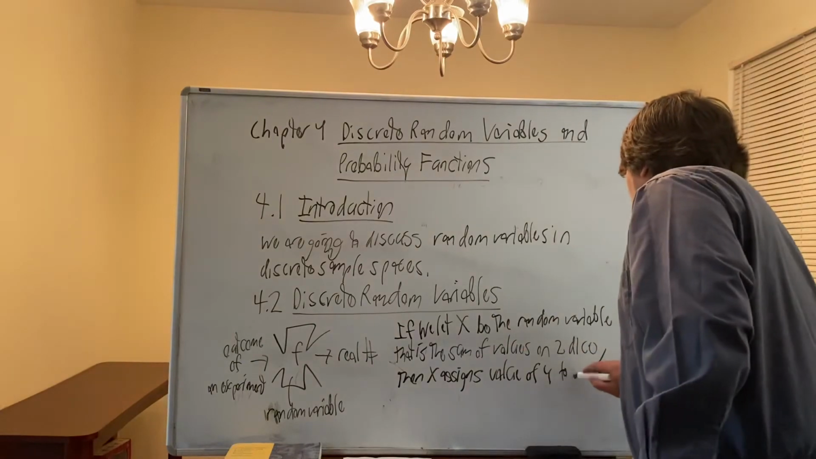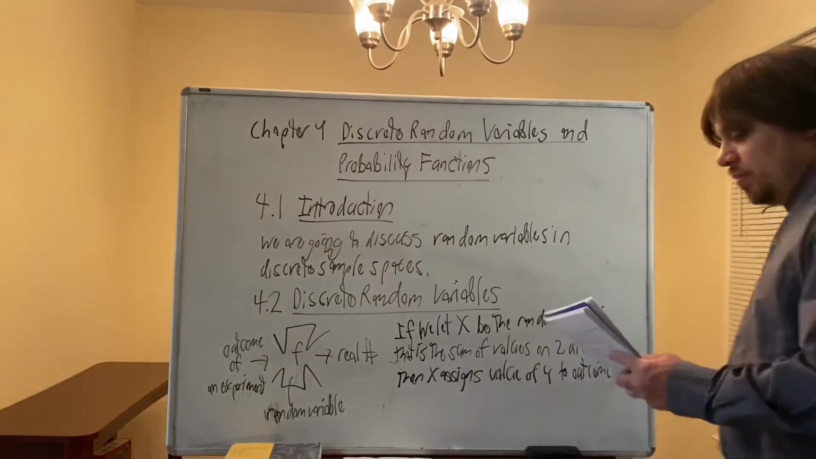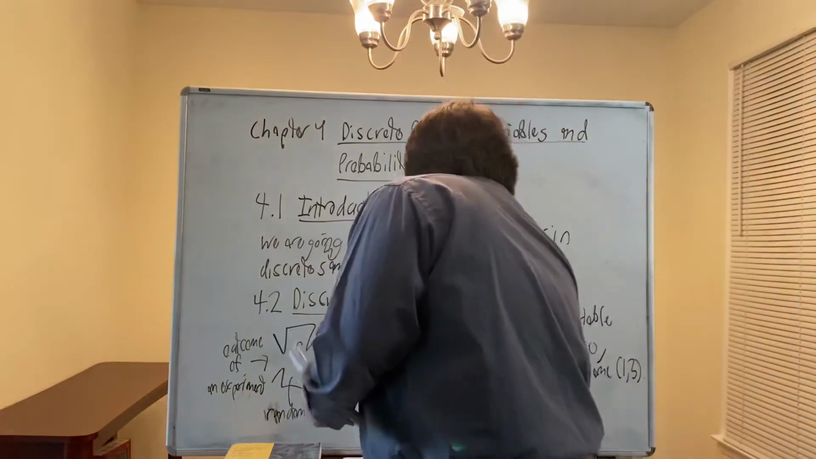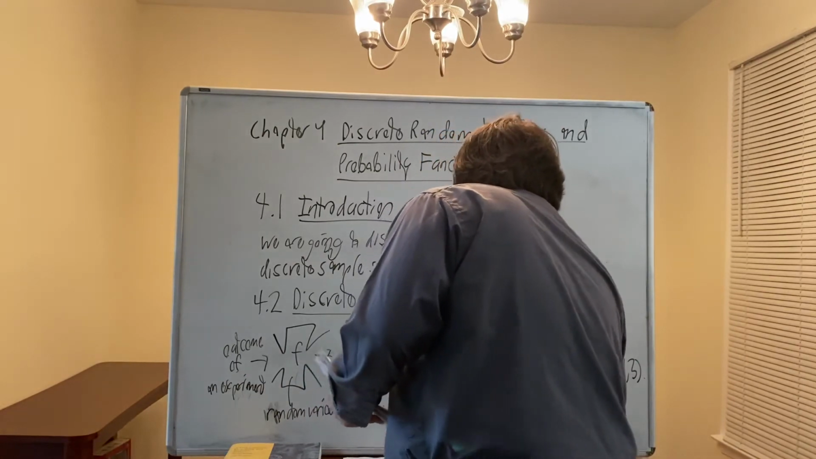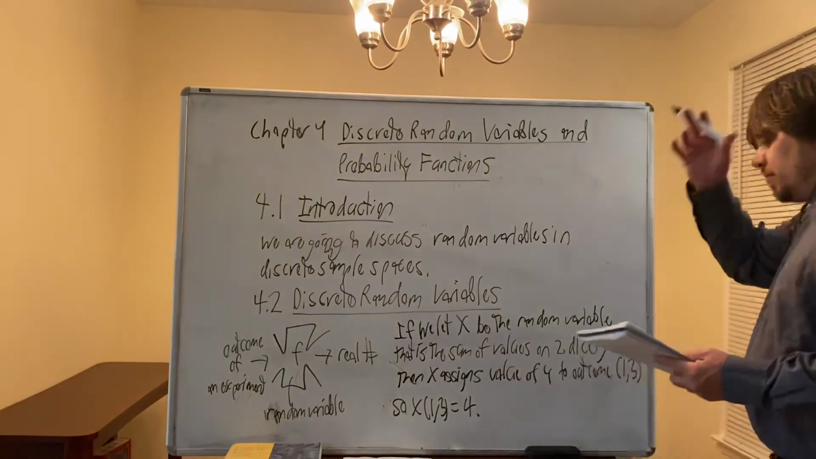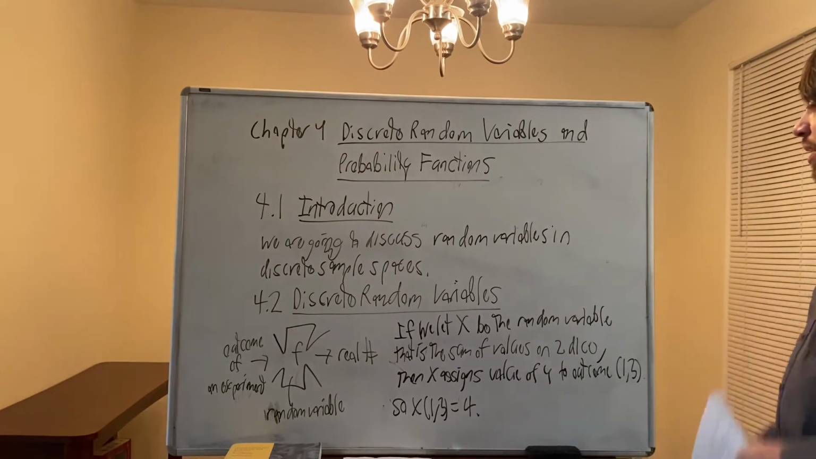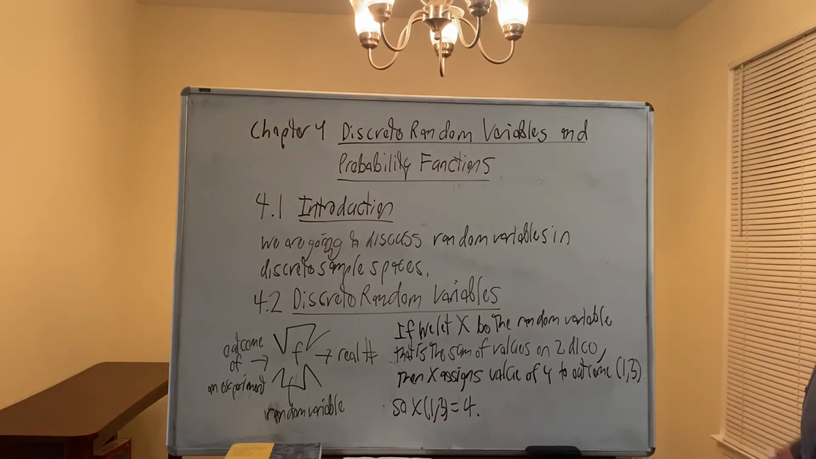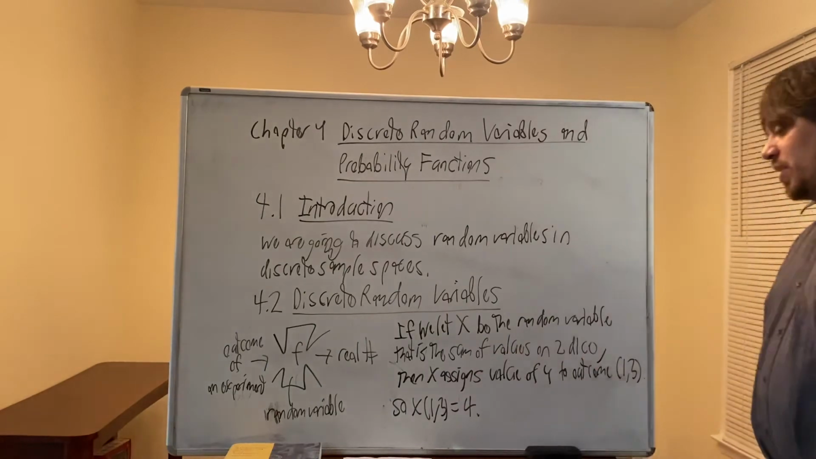To the outcome 1, 3. So X of 1, 3 is equal to 4. Okay, so if we let X be the random variable that's the sum of values on two dice, then X assigns the value of 4 to the outcome 1, 3. So X of 1, 3 is equal to 4.